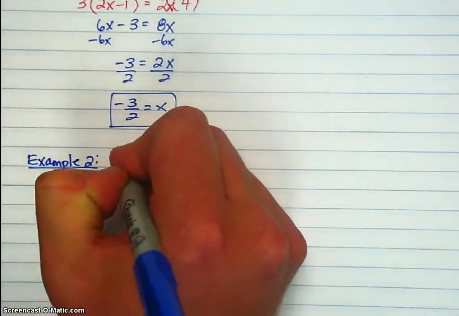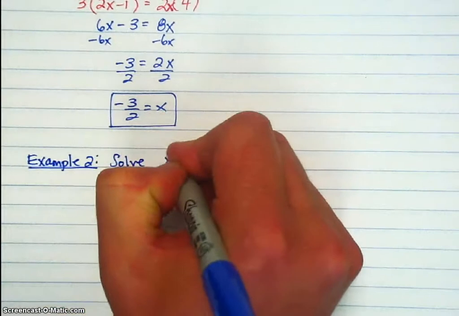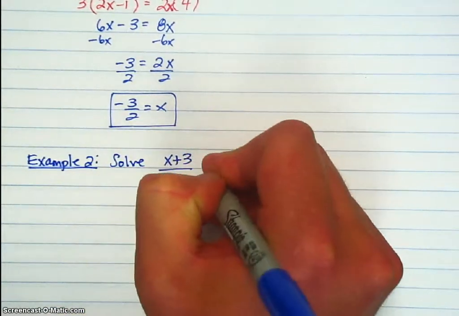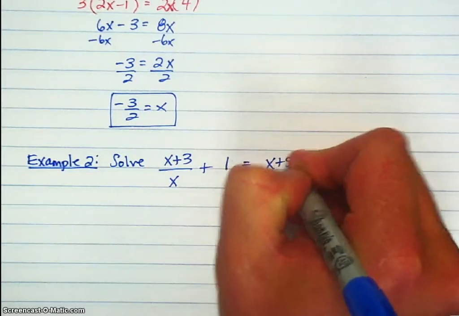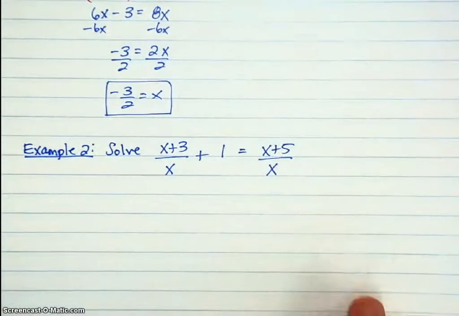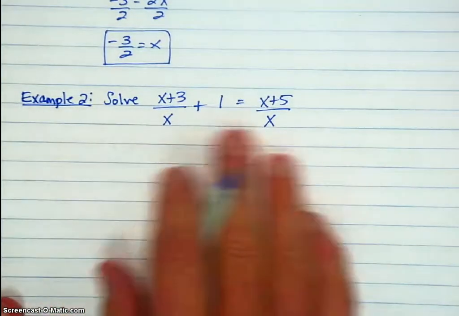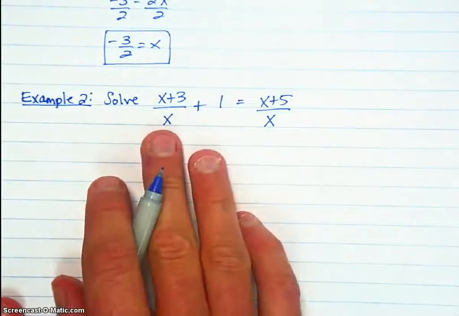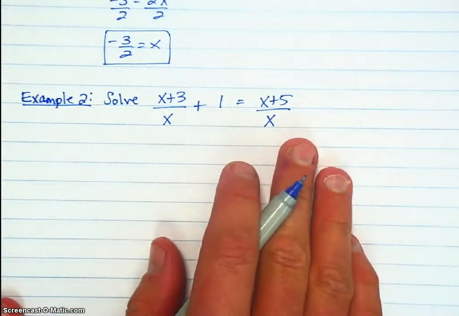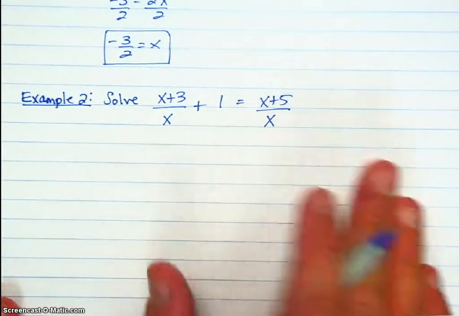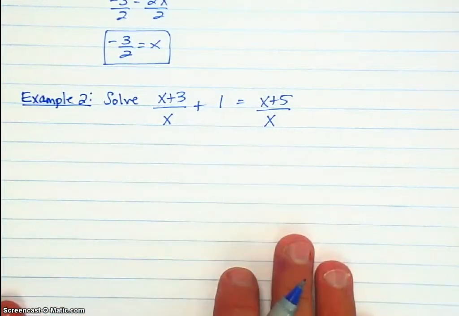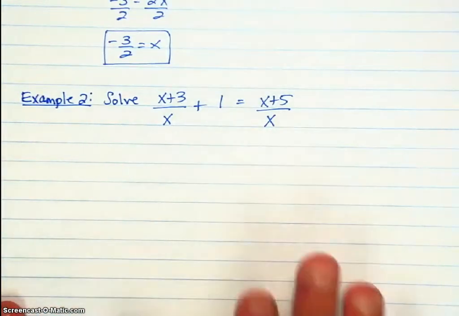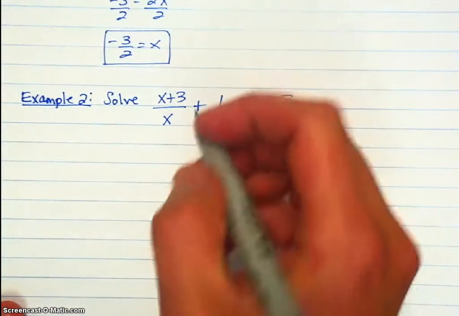So let's solve (x plus 3) over x plus 1 equals (x plus 5) over x. Now, we do have two terms that have a common denominator here, the first term and this x plus 5 over x, but I'm still going to do the same thing. I'm going to multiply the entire problem by the lowest common denominator, get rid of my fractions, and then solve from there.